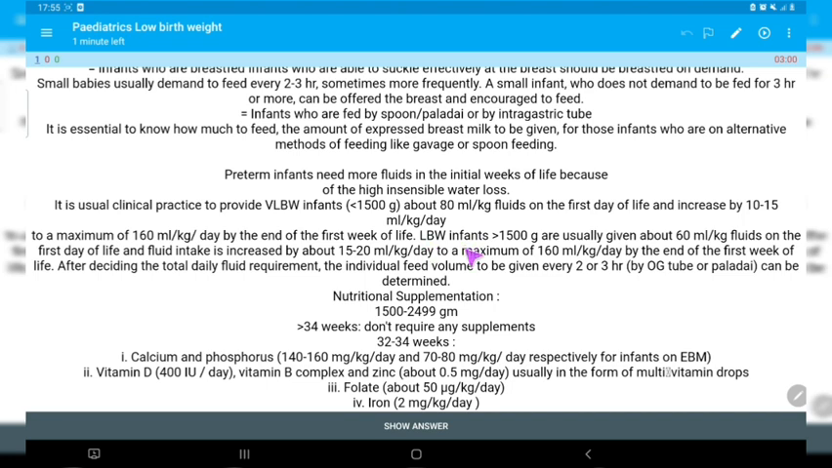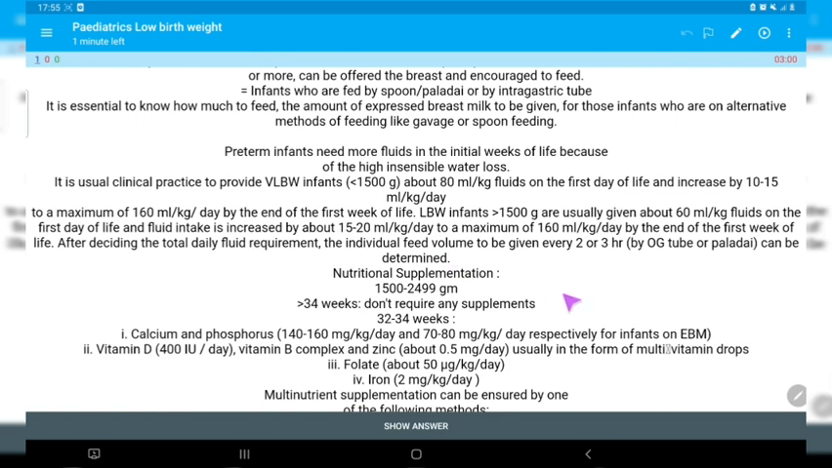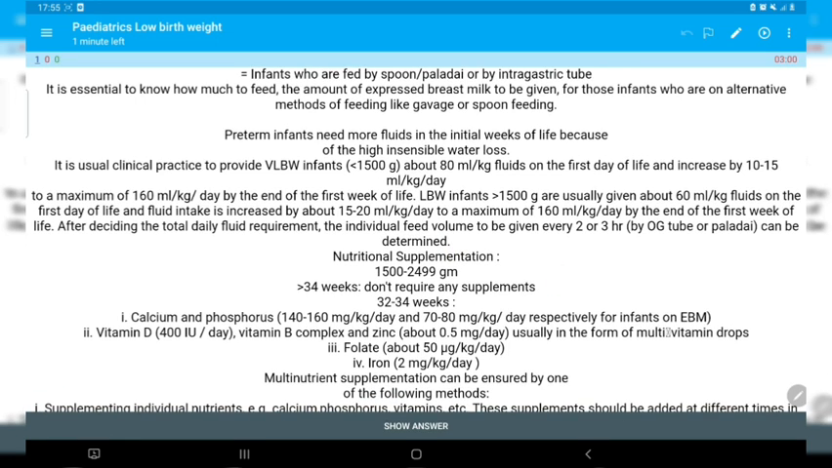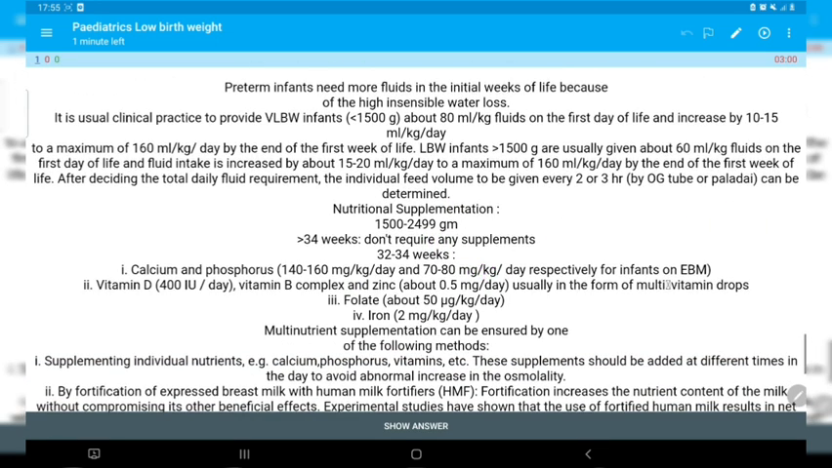Low birth weight infants, that means more than 1500 grams, are usually given about 60 ml per kg of fluids on the first day of life, and fluid intake is increased by about 15 to 20 ml per kg per day to a maximum of 160 ml per kg per day by the end of the first week of life. After deciding the total daily fluid requirement, the individual feed volume to be given every 2 to 3 hours can be determined. Now, nutrition supplementation.